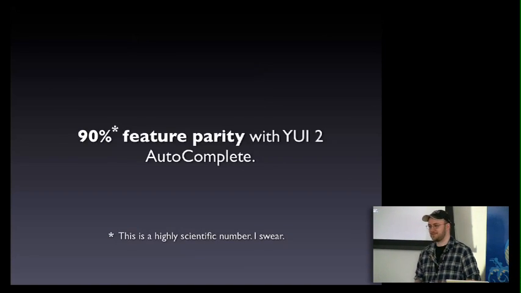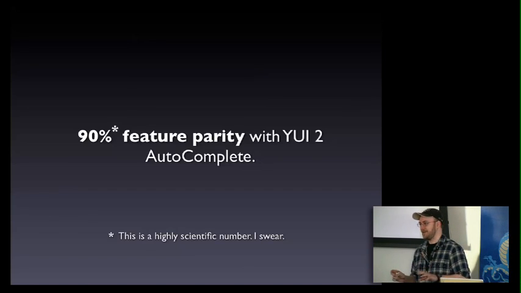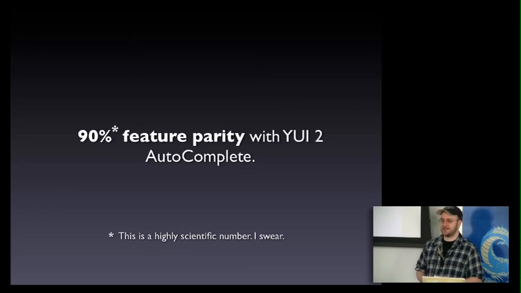So in terms of functionality, it would be super awesome if we could go out the door and say everything that you could do in YUI2 autocomplete, you can do in YUI3 autocomplete. We've tried to do that. We've gotten about 90% there, and I had a team of scientists actually help me come up with this number. So there's a lot of math behind it. That's a bald-faced lie. I just made it up.